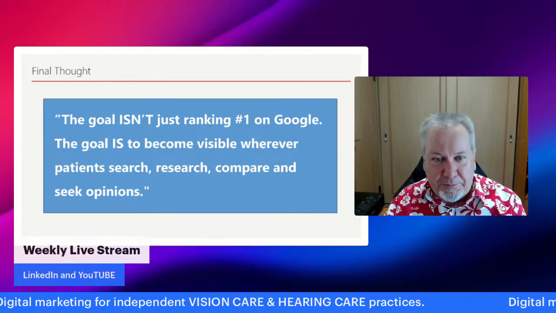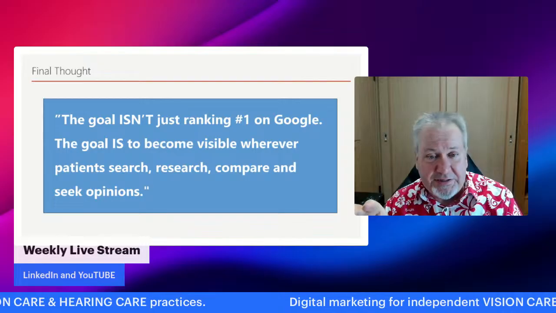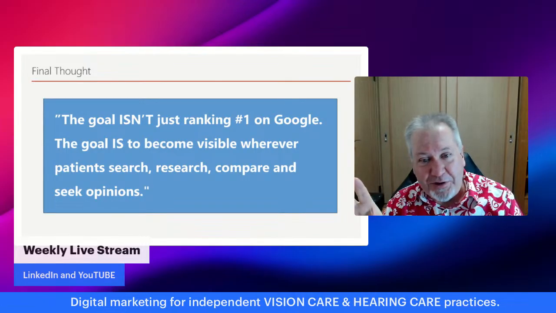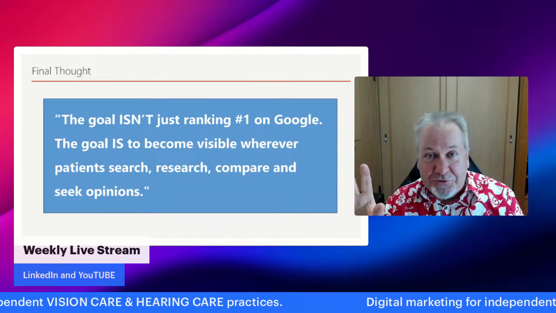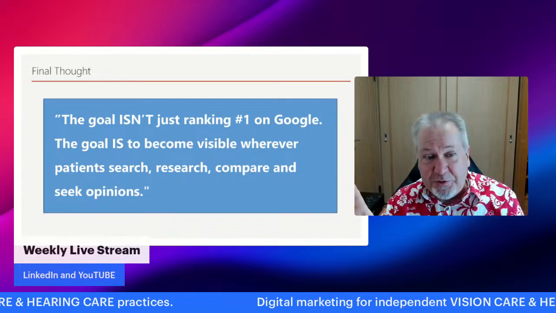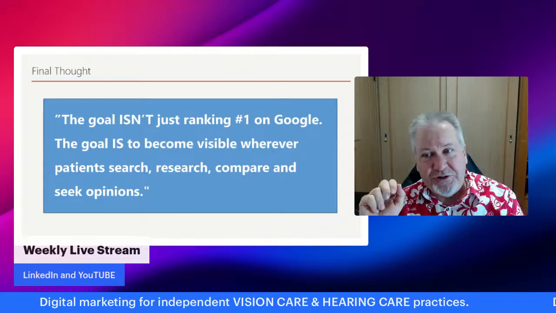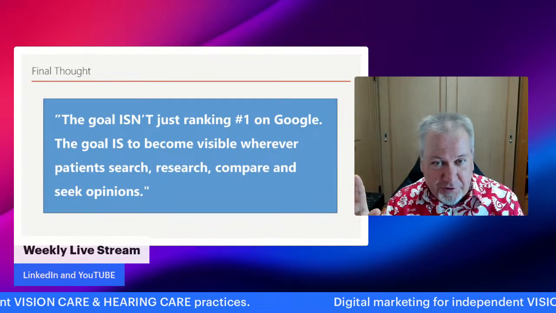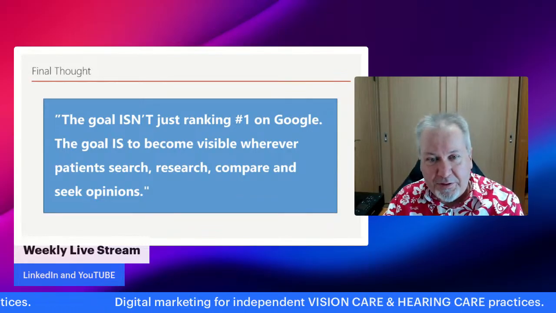So I just want to leave you with a final thought, which is that the goal isn't just ranking number one on Google anymore. There's a bigger picture involved now, and that goal is to become visible wherever patients search, compare, research, or seek opinions. Okay, so this is what we mean by search everywhere optimization, SEO 2.0.